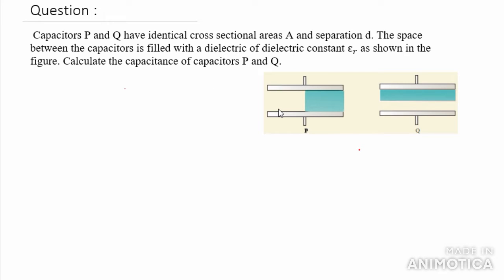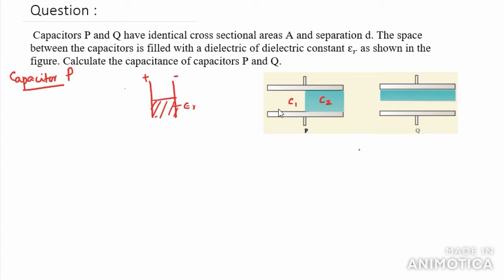First we will do it for capacitor P. In this figure we can see that half of the space between the plates is filled with a dielectric medium, and its permittivity is given as epsilon r. This is the plate, take it as plus and minus. We take this as two capacitors, C1 and C2.